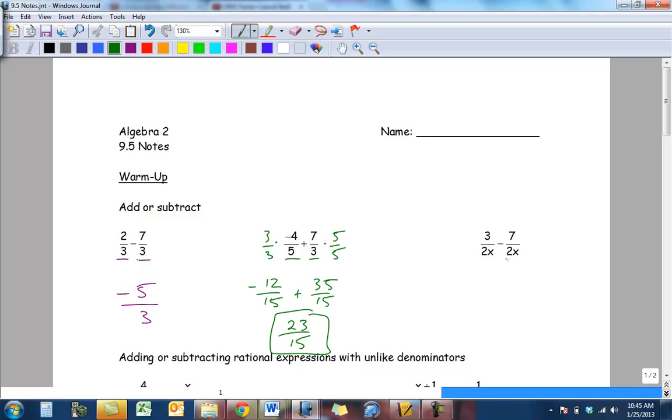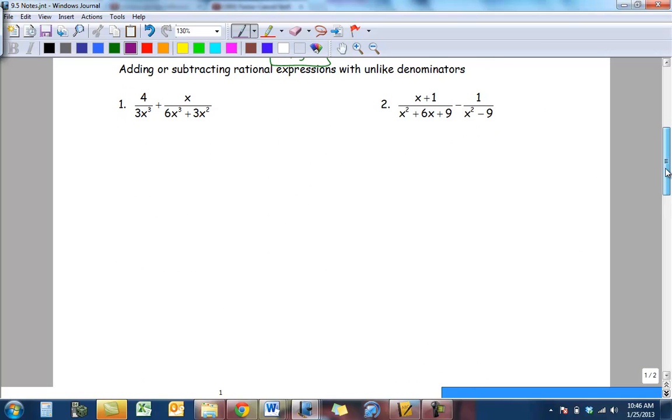All right. Then this one, oh snap, it's got an x in there. Doesn't matter. It's got a common denominator. 3x minus 3 divided by 2x minus 7 divided by 2x is negative 4 divided by 2x. But of course that reduces to negative 2 over x. Very similar to what we did yesterday. So we're just going to be doing the same things. It's just going to look harder, but it's no harder.